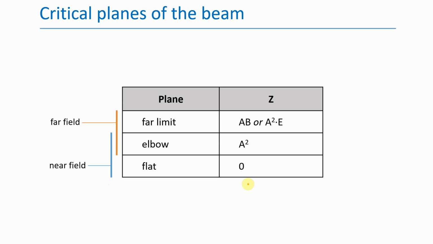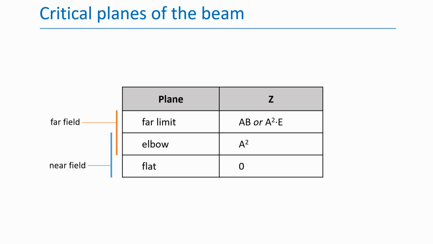The critical planes of the beam are listed in this table. The first is the flat, which is located at z equals 0. The next is the elbow, which is located at a squared. The last is the far limit, which is located at ab. Alternatively, we can express it as a squared times e, where e is simply the ratio b over a. Most planes are not critical planes, and instead they lie somewhere in between two critical planes.